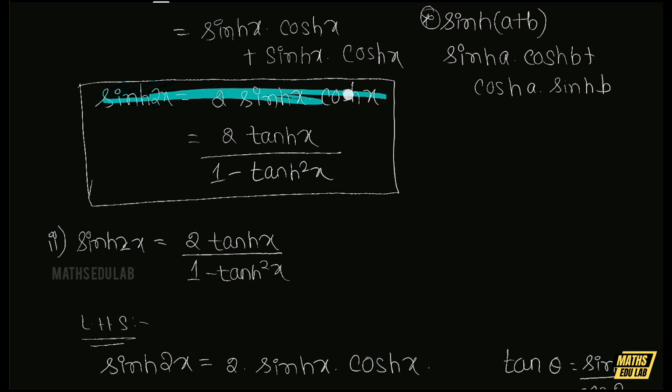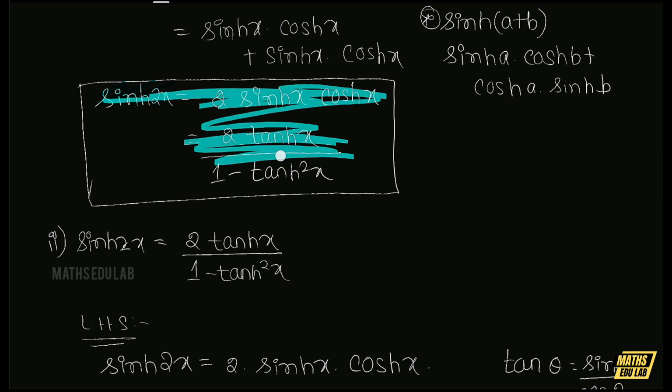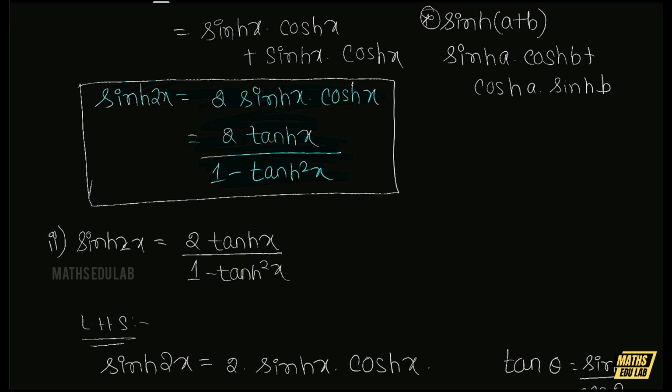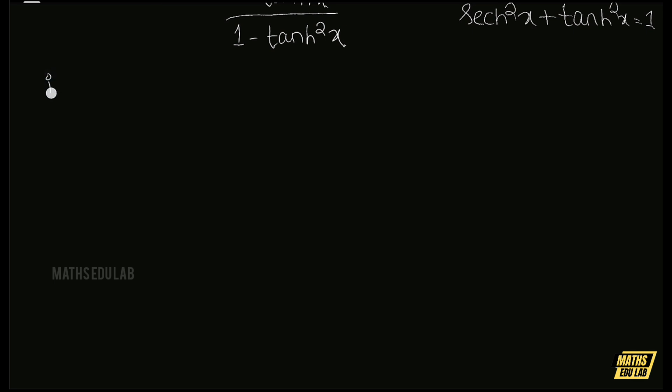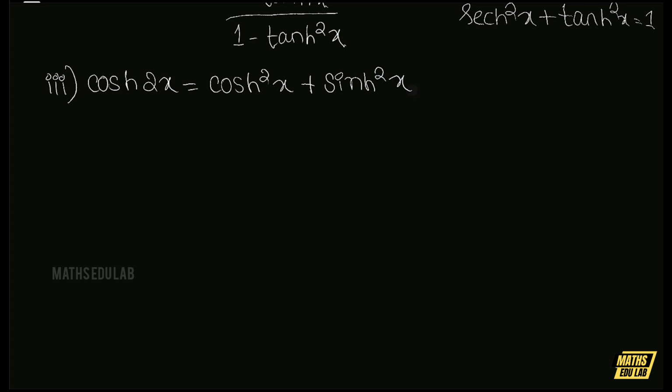So here we have the two values of sinh 2x formulas. Now let's go for the cosh 2x value. The third one is, we will find the cosh 2x formula is cosh square x plus sinh square x. So this will be proved by using the right hand side values only.